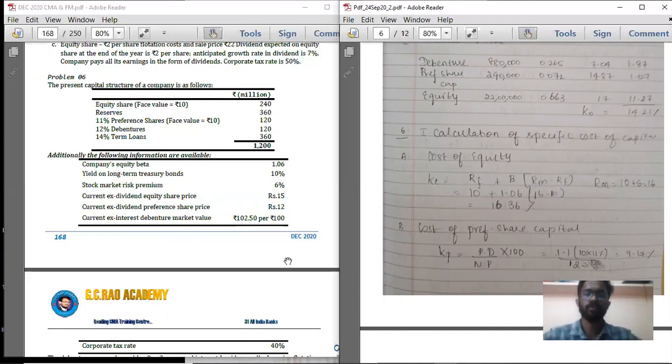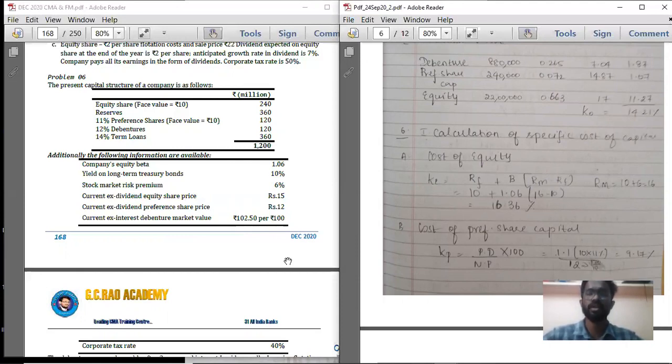Overall cost of capital we should find for both book value and market value. Okay, done. Now come to the solution. Problem number 6. Put that in. Statement number 1. Calculation of specific cost of capital.